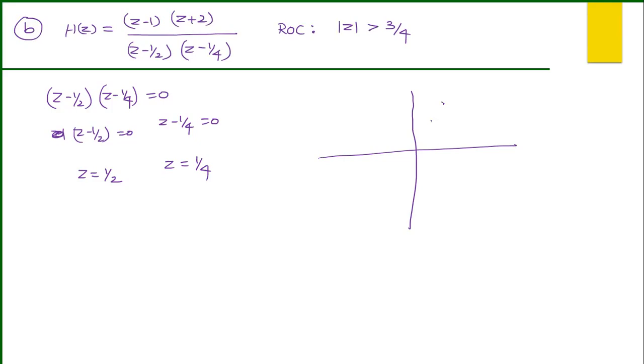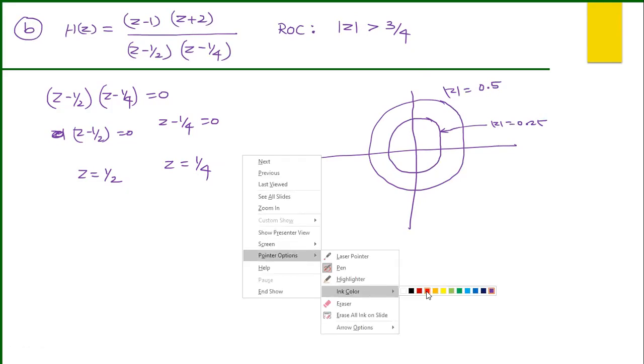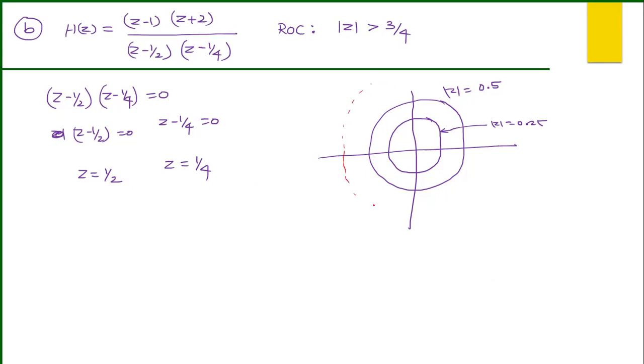You draw a circle of radius 1 by 2, which means 0.5. Mod Z is 0.5. Here 1 by 4 is 0.25, so mod Z equal to 0.25 is here. The given ROC is greater than 3 by 4. 3 by 4 is 0.75, so somewhere here. This is the ROC given.